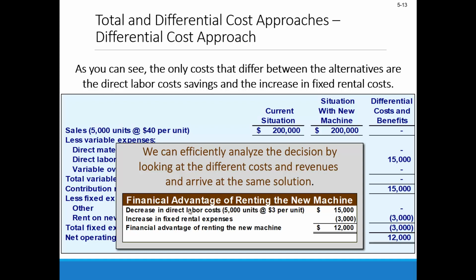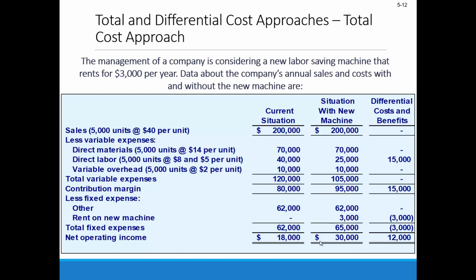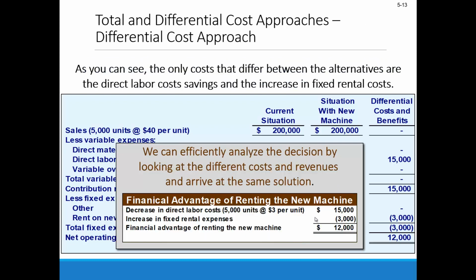So we're just focusing on, well, what happens to labor costs? Those decrease by $15,000. What happens to fixed expenses? Those increase by $3,000. So the overall potential advantage of renting that new machine is $12,000. That's the same difference we would come up with if we use the total cost approach, but again, we're potentially simplifying the analysis by just focusing on the components that have changed, the differential cost, aka the relevant cost in this scenario.